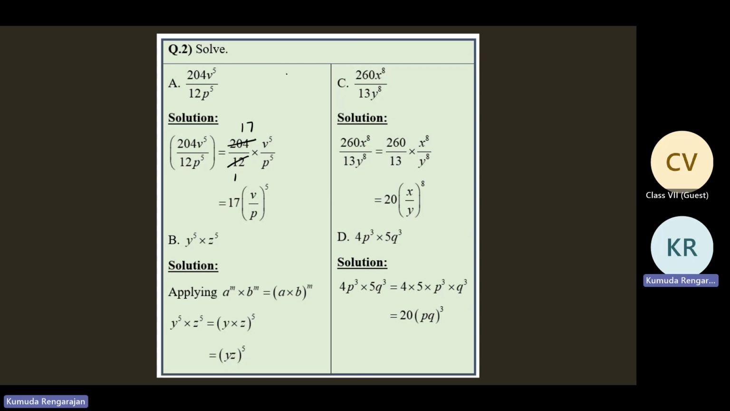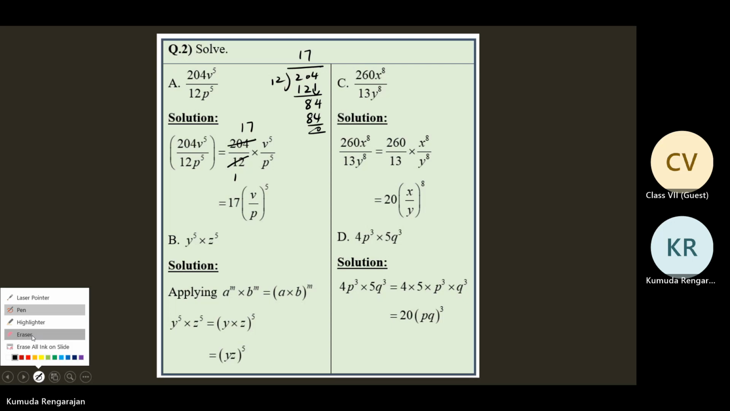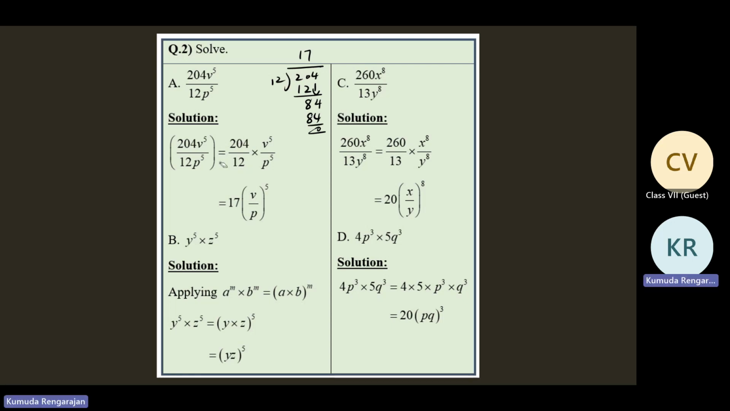Or if you divide like this, 12 and 204, 12 ones are 12, 8 is the remainder, 4 comes down, 12 sevens are 84. You can also do it like that. So 12 ones are 12, 17 times. So what do you get? 17 by 1, which is nothing but 17.